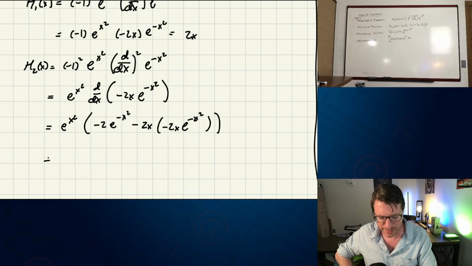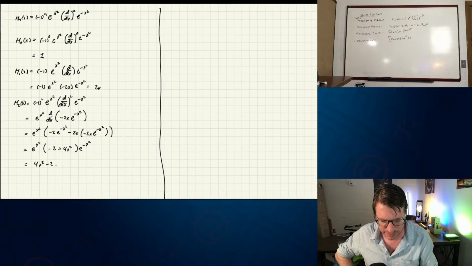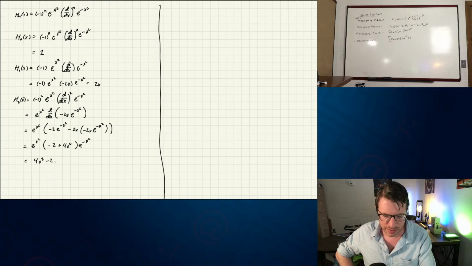Boom. And putting all of them together, we get e to the x squared times -2 plus 4x squared, and all of this times e to the minus x squared. And these two end up canceling, leaving us with 4x squared minus 2. So that's pretty nice. So those are our examples.